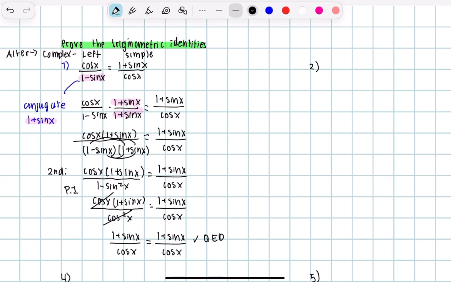So the Pythagorean identity right here. And then we canceled out cosine x from the bottom because there's 1 in the numerator, and if there's one copy of something in the numerator and one copy of something in the denominator, you can cancel it out. And then after that, both sides are matching, so then you can write a check mark and write QED. So let's start with a second example.